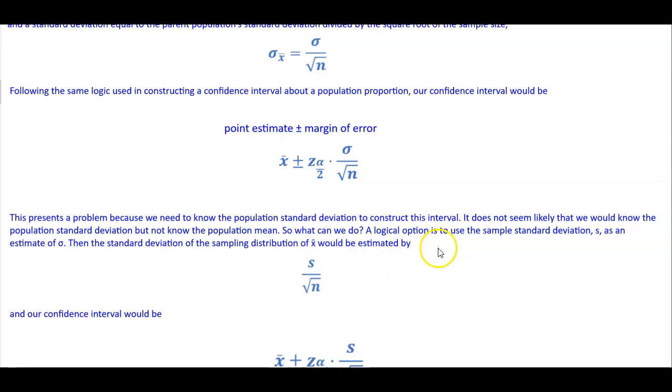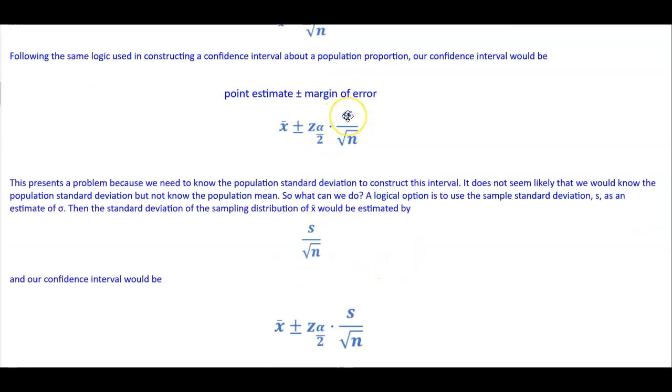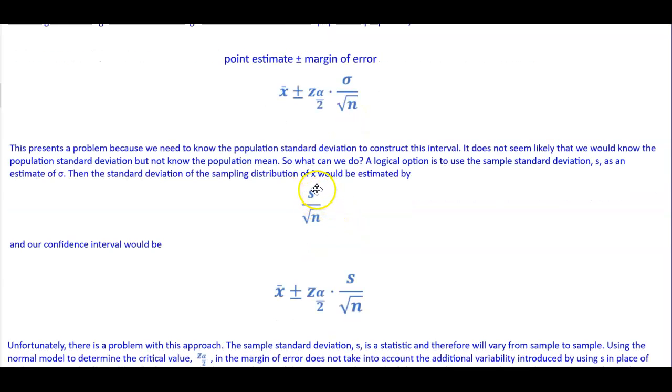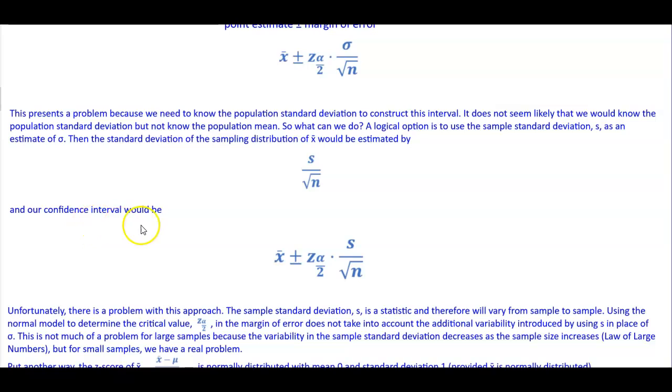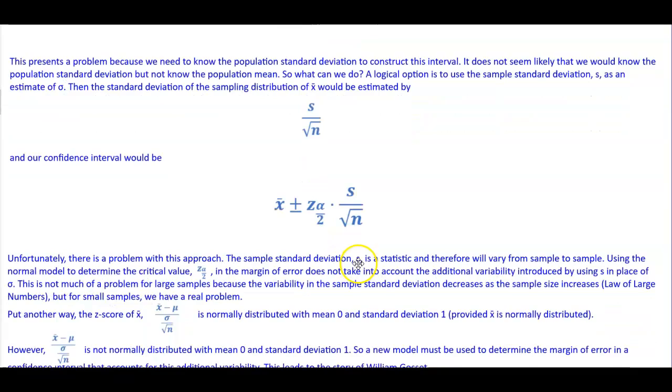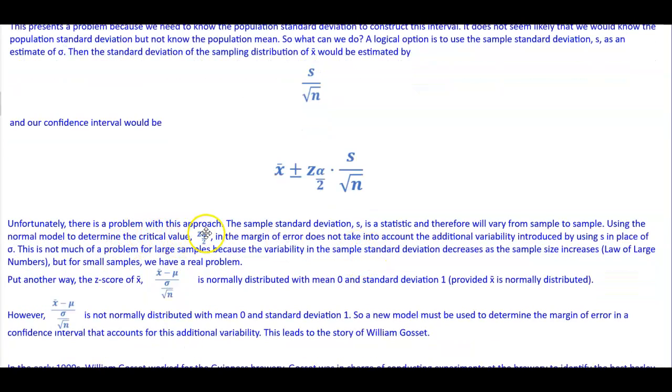So a logical option is to use the sample standard deviation, s, as an estimate of the population standard deviation. Then the standard deviation of the sampling distribution of x bar would be estimated by the following. So instead of using the population standard deviation symbol, now we're going to use the sample standard deviation s. Therefore, our confidence interval is going to be the following: x bar plus or minus the critical z-value times s over the square root of n. Now, unfortunately, there is a problem with this approach.